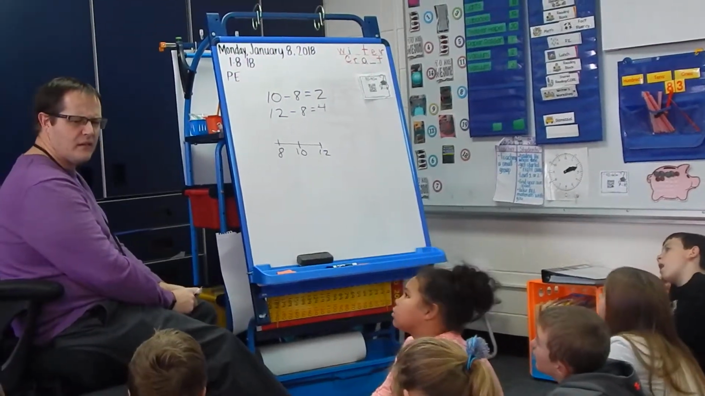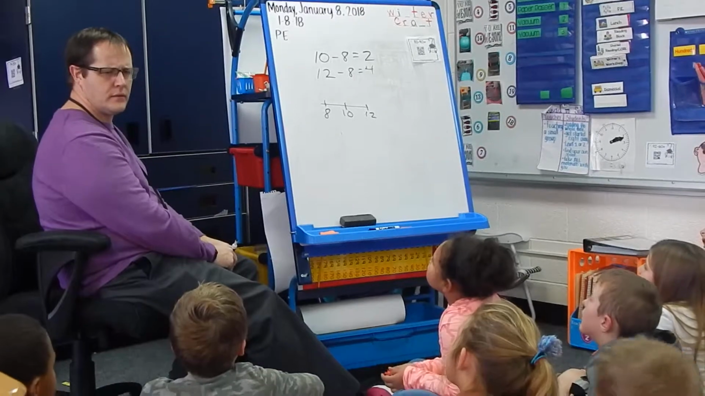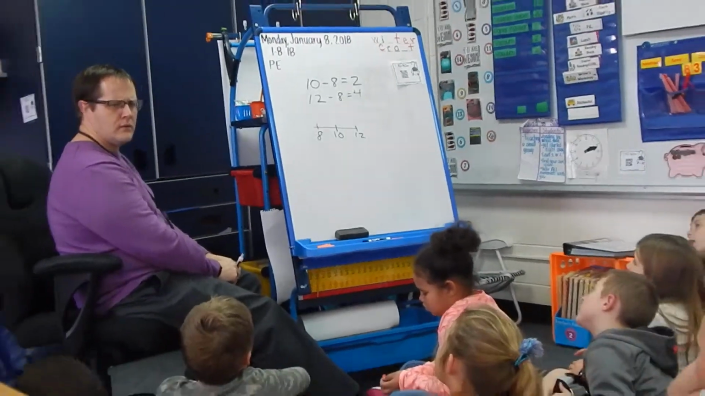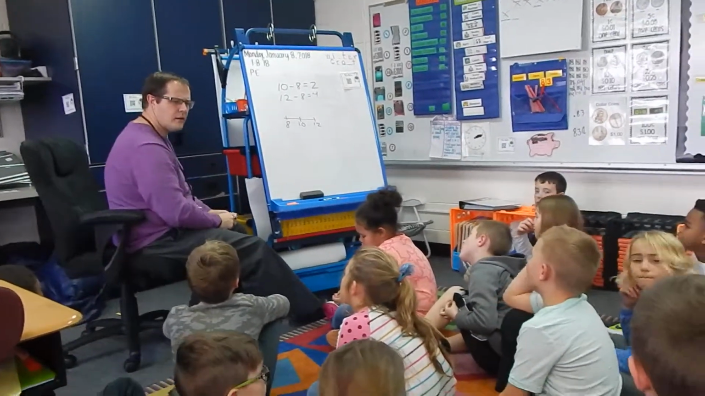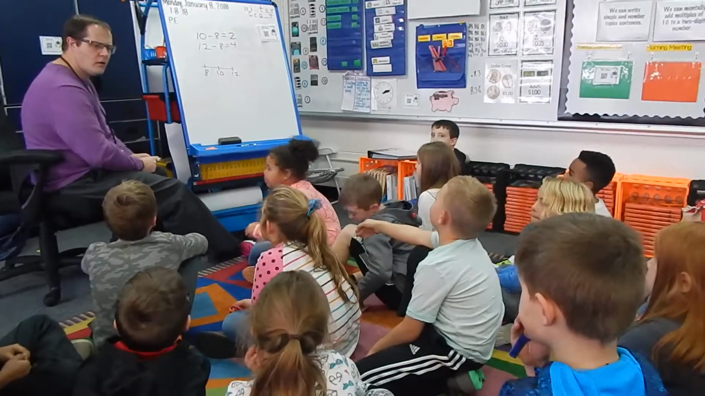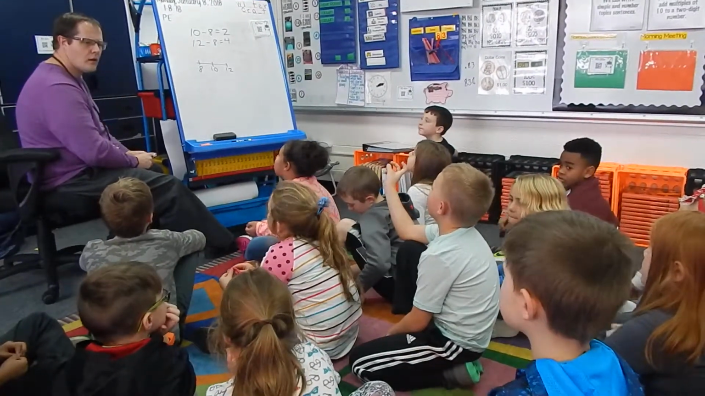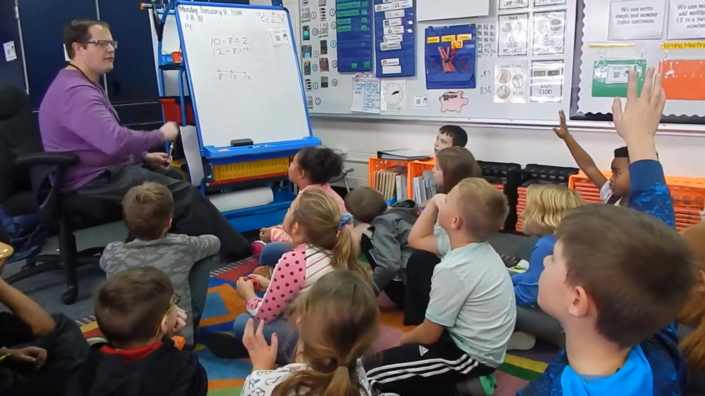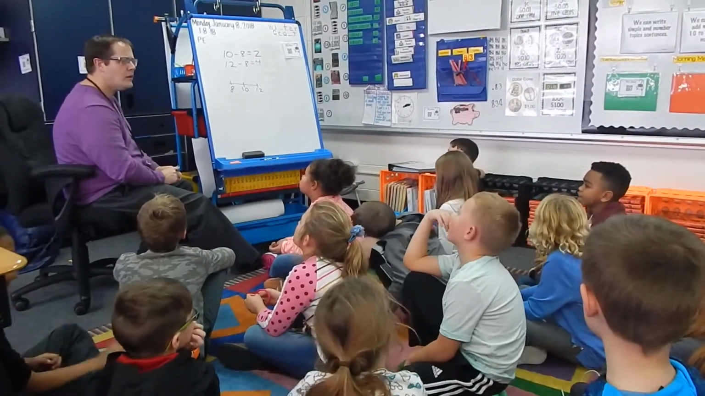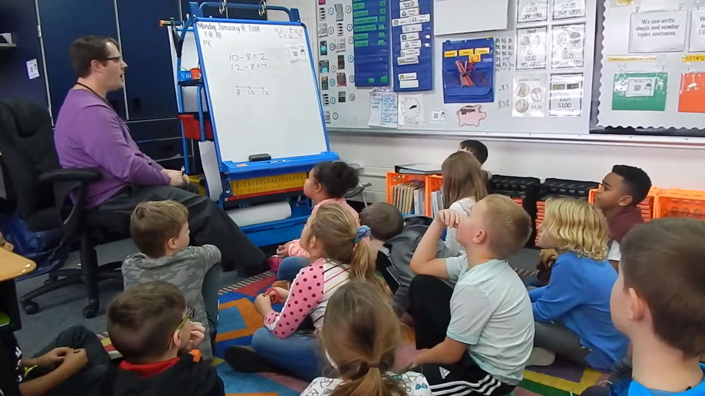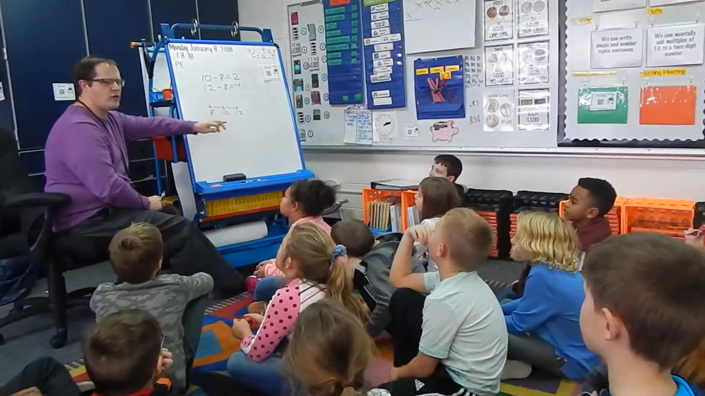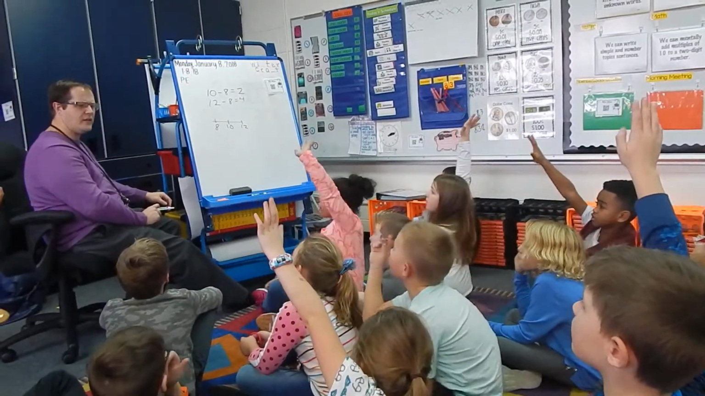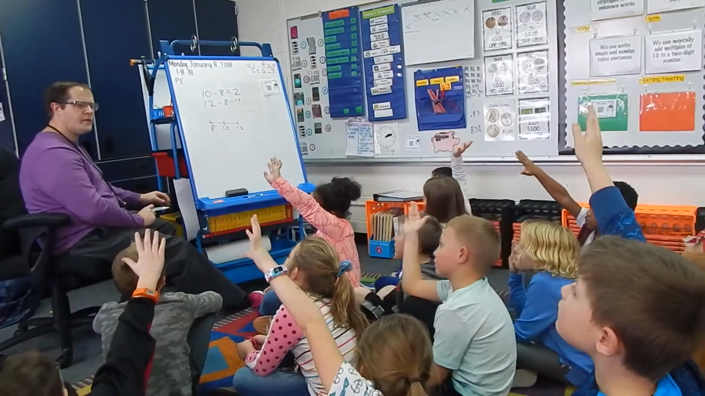What's happening between those numbers? What's happening? There's numbers, you're making different numbers. Oh, how far have I gone? How far have I gone? Oh, I went from 8 to 10 to 12. So what kind of jumps did I make from 8 to 10 to 12? Whisper that to someone next to you.